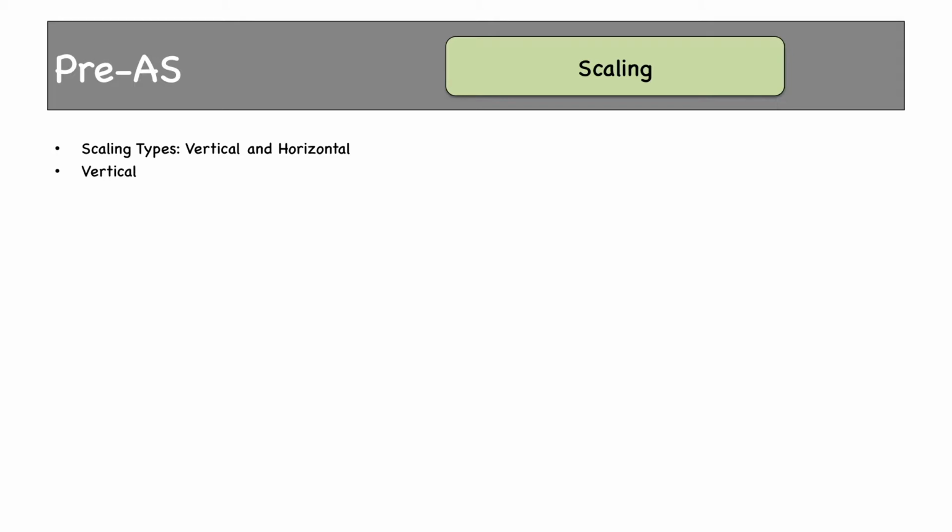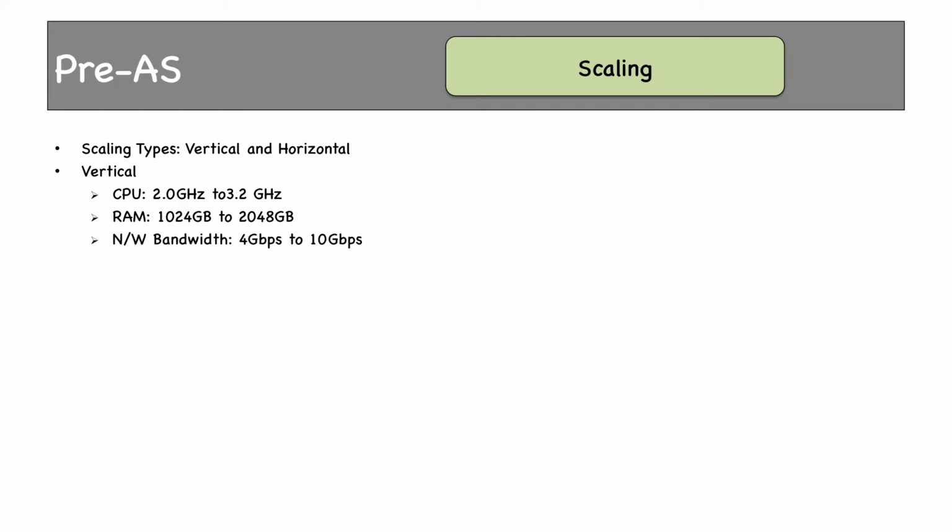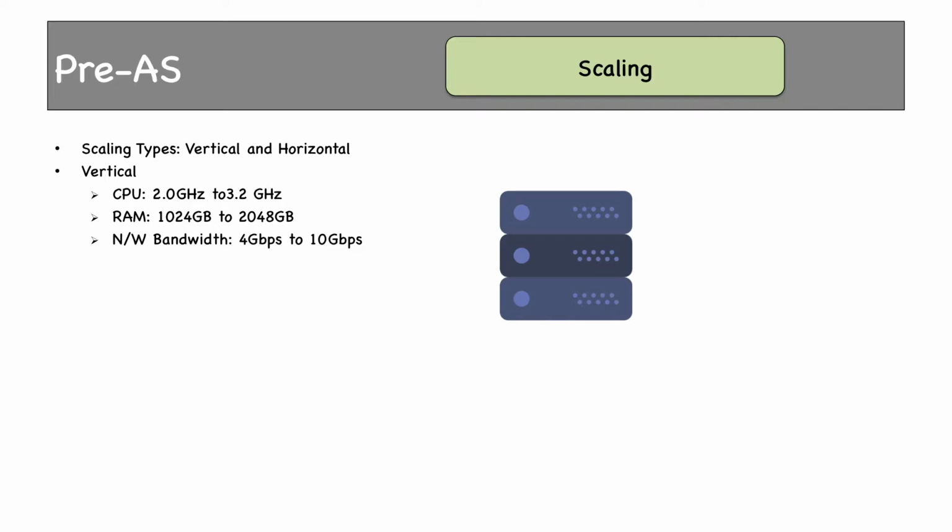First, vertical. Let's say you are running your application on a server or machine which has 2 GHz of CPU. But because your application load has increased, you have to increase the CPU capacity to 3.2 GHz. Or RAM needs to be increased from 1 TB to 2 TB. Or network bandwidth from 4 gigabits per second to 10 Gbps. This is how you do it. Make the server bigger, which means add processing power or RAM or network interface cards to the same server. This is called vertical scaling because you are adding resources within the same server.